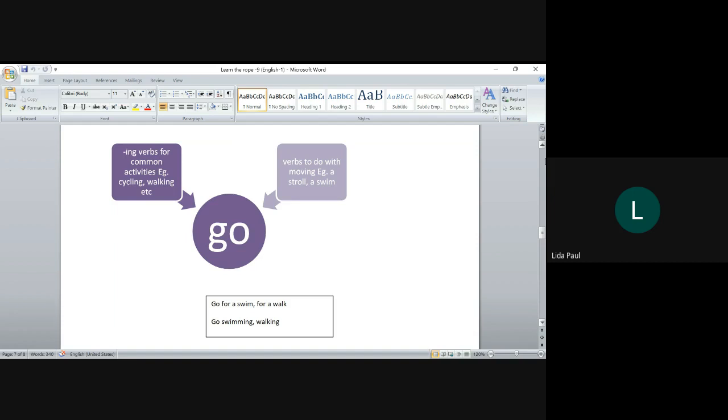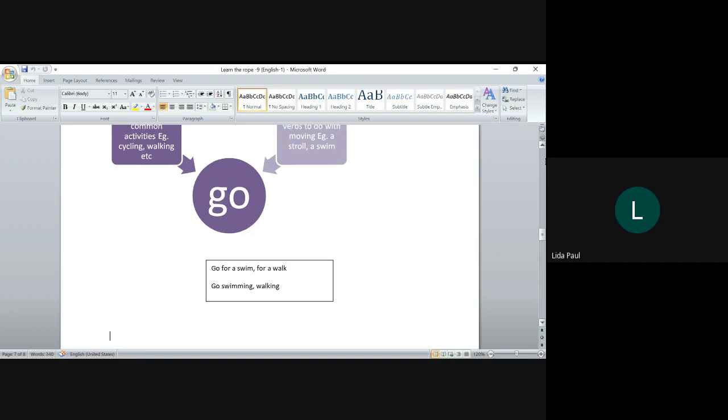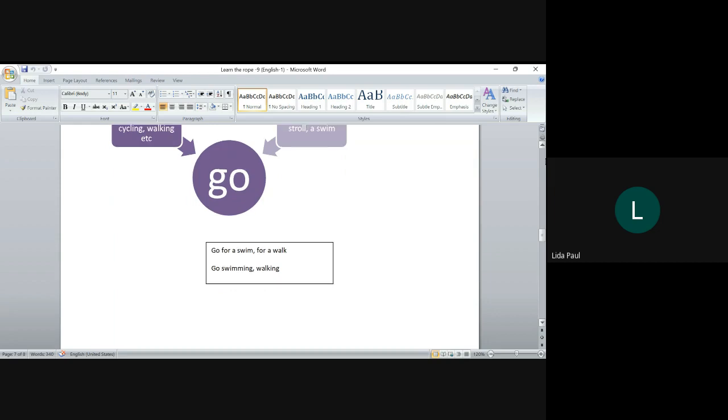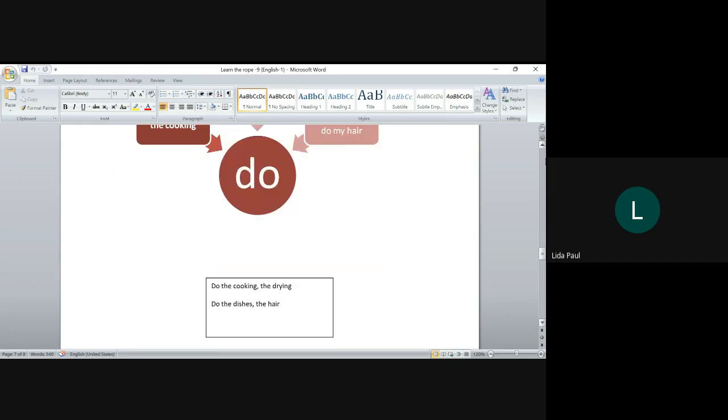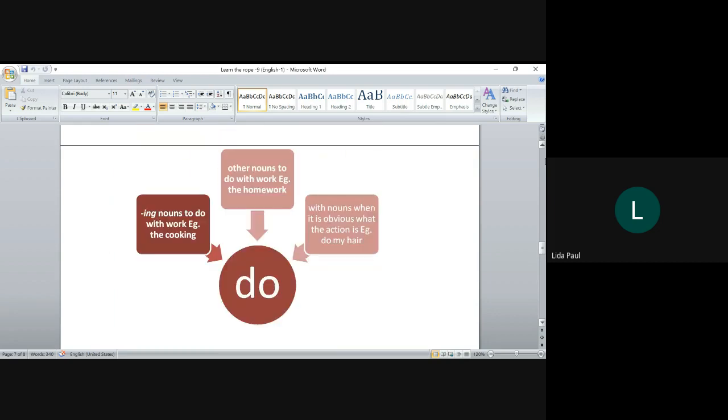One with the ing form, that is when all these activities become nouns: swimming, riding, walking, shopping, etc. And the same thing even without ing. But in that case, the expression changes a little bit. It becomes go for a walk, go for a stroll. Okay. Yeah, a few more examples for you down here. Go swimming, walking. I think we already discussed this. Go for a swim, go for a walk, go swimming, go walking.